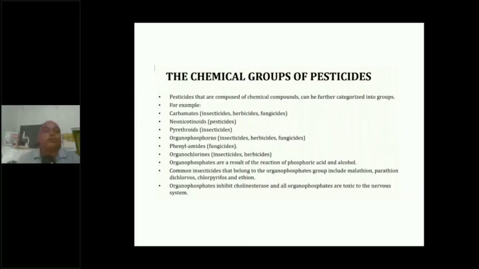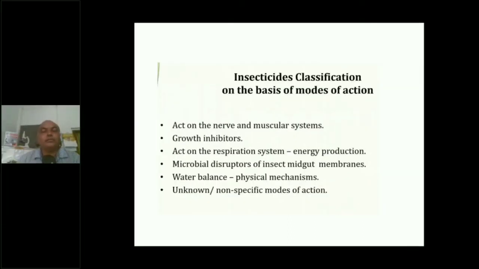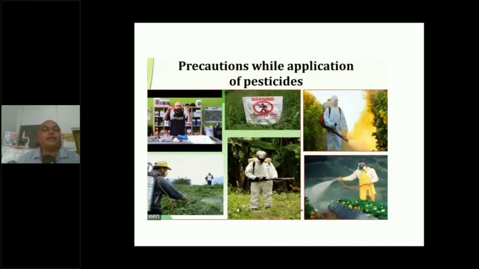The similar group of pesticide should not be used at the same time, to avoid resistance. Because if you use the same chemical from the same group, then there is a possibility of development of resistance against that chemical. Then we have contact pesticide, systemic pesticide, translaminar. Some are effective on the respiratory system, so many modes of action are there. Then this is the precaution you should always take while using these chemicals. Then there should be a pesticide mixing sequence.